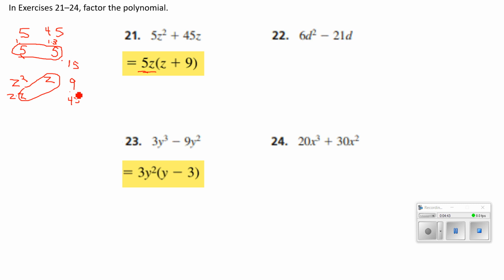Remember, 5 times 9 is 45. So the 9 is brought over there, and there's 1 z left over. So the z comes here, and the 9 comes here. All right, 23 you should be able to do after me explaining that. Let's move on.